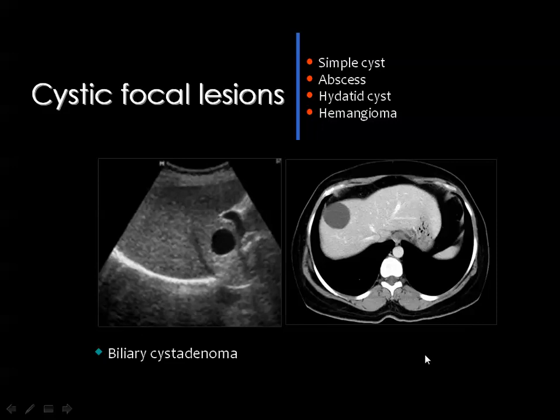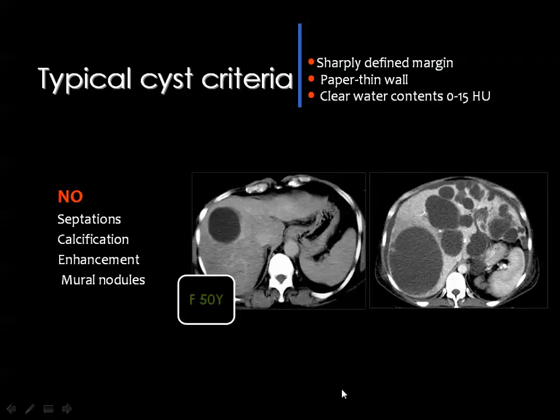Actually, the simple hepatic cyst is easily diagnosed in the liver by all imaging modalities: ultrasound, CT, and MRI. In ultrasound, you see a hypoechoic lesion with posterior acoustic enhancement, which is typical for any cystic lesion anywhere in the body. And in the CT scan of the liver, you see a fluid containing cystic lesion in the dome of the liver, which is diagnostic of a simple hepatic cyst.